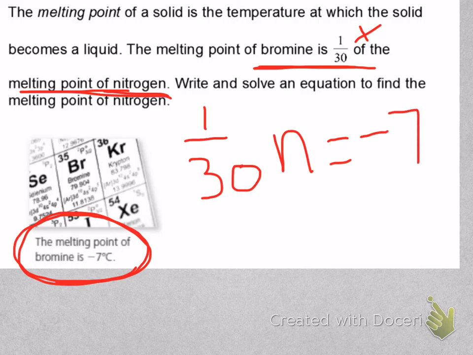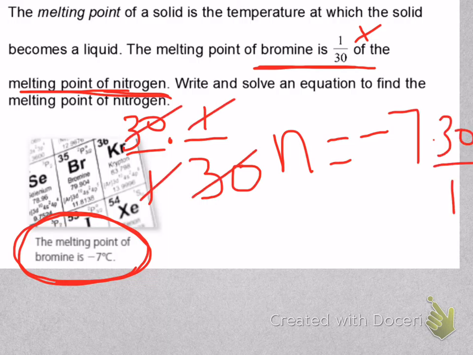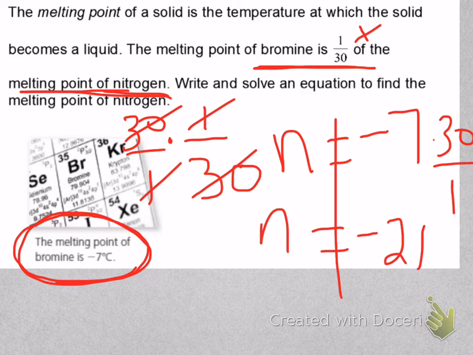And then from there, we're going to multiply by the reciprocal. So times 30 over 1 on both sides. So that on this side, you're going to be left with n. And negative 7 times 30 is negative 210. So the melting point of nitrogen is negative 210 degrees Celsius.